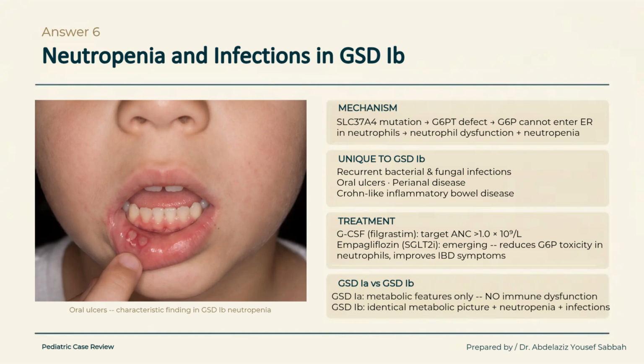Treatment includes granulocyte colony stimulating factor, targeting an absolute neutrophil count above 1.0 times 10 to the 9th per liter, and the emerging use of empagliflozin, which reduces glucose 6-phosphate toxicity in neutrophils. Type 1A has the metabolic features only, with no immune dysfunction.